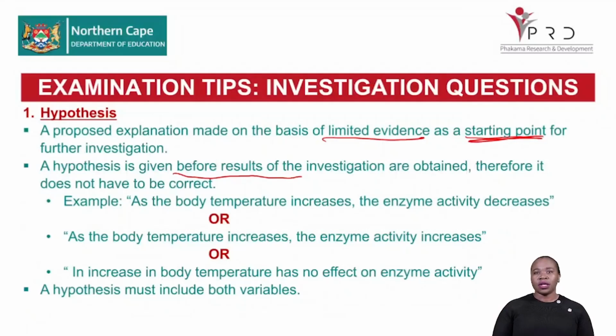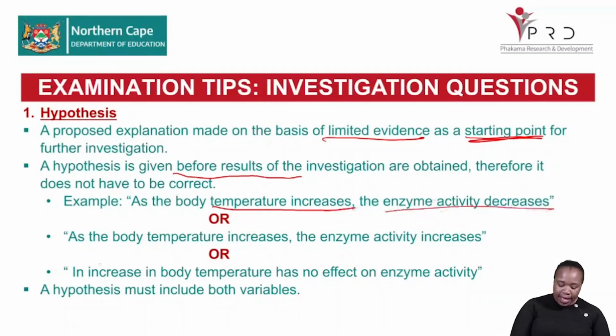Now, if I'm saying it does not have to be correct, I don't mean that you should give a hypothesis that is not relevant to the question that you are asked. For example, if we are looking at body temperature, it says here, as the body temperature increases, enzyme activity decreases. This is a hypothesis that you should give if the investigation is investigating the effect of body temperature on the enzyme activity. If it is not investigating that and you talk about this, that would be incorrect. But if it is talking specifically about body temperature and enzyme activity, this would be a correct hypothesis. Now, you are saying temperature increases, enzyme activity decreases. That's correct. Another one can say, as the body temperature increases, the enzyme activity increases.